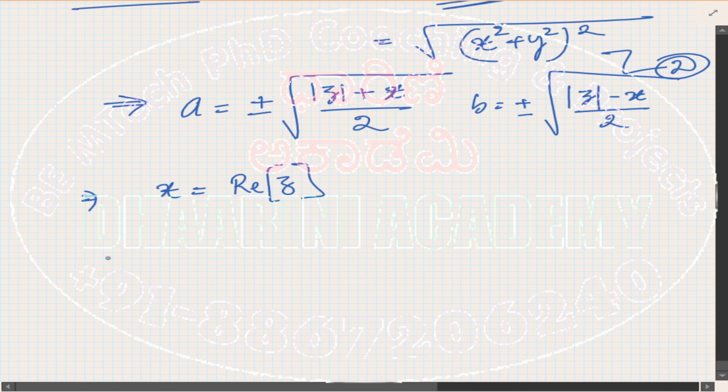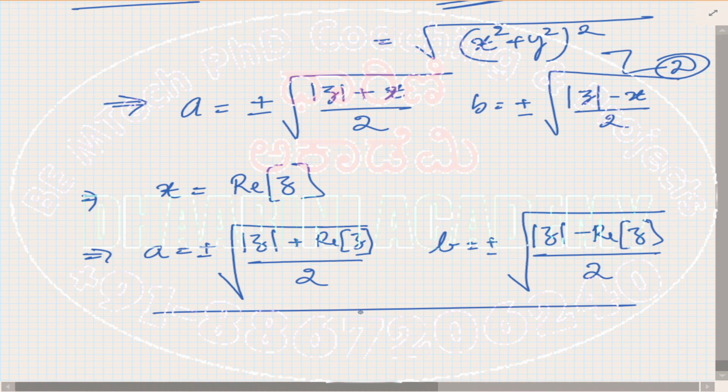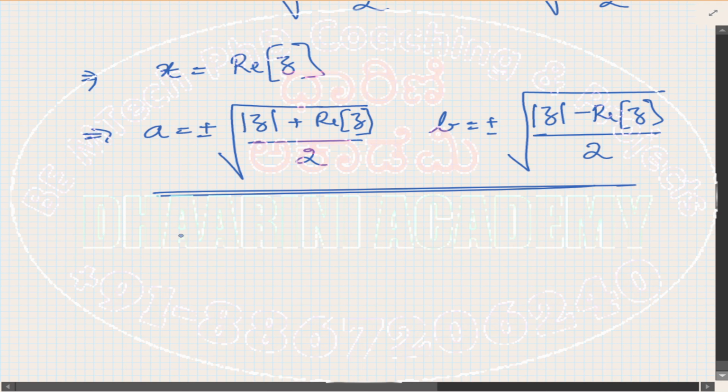So therefore we finally write the value of a is equal to plus or minus square root of magnitude of z plus real value of the given z, whole divided by 2. Similarly b is equal to plus or minus square root of magnitude of z minus x, so minus x is minus of real of z, divided by 2. So using this you get a and b and then you write a solution, right?